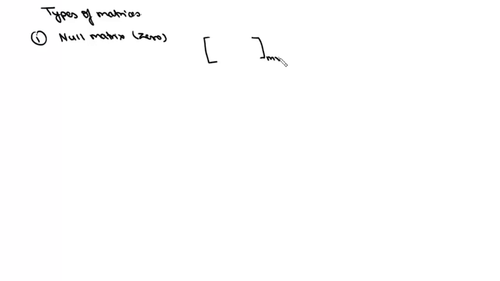Now we'll study types of matrices. The first type is a null matrix or a zero matrix. Any matrix whose order is m cross n is said to be a null matrix if all the elements are 0. So if Aij is 0 for all i and j, then we say it is a null matrix or a zero matrix, and we usually denote it by O.